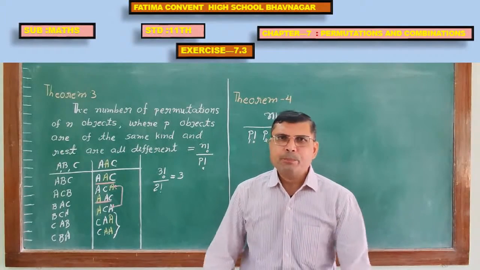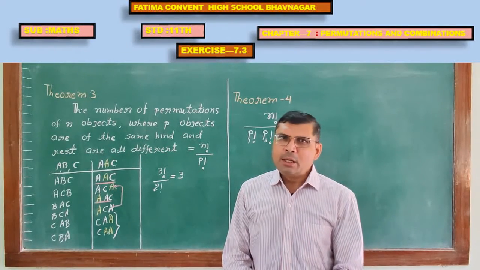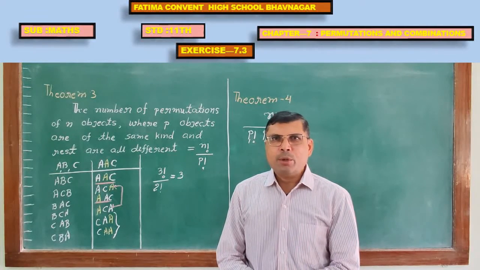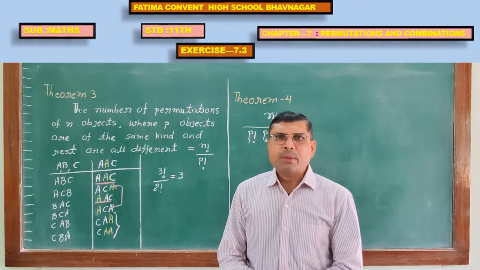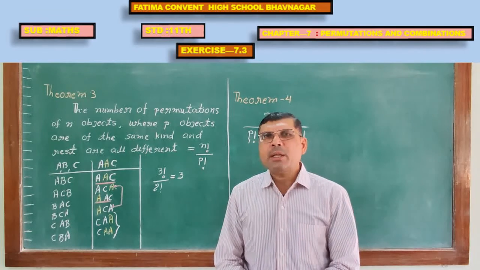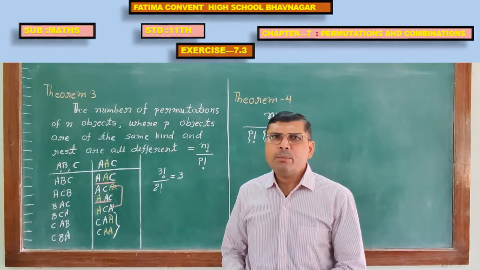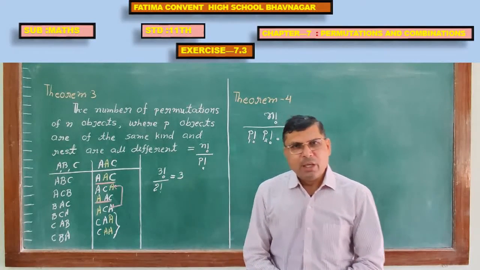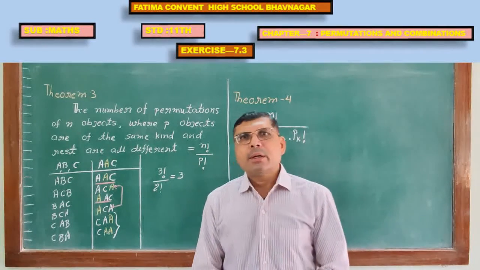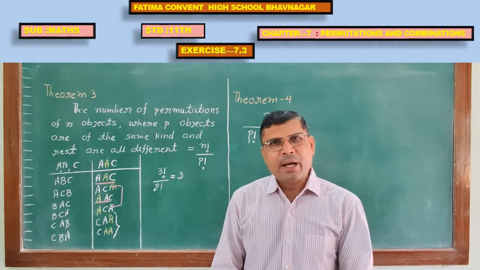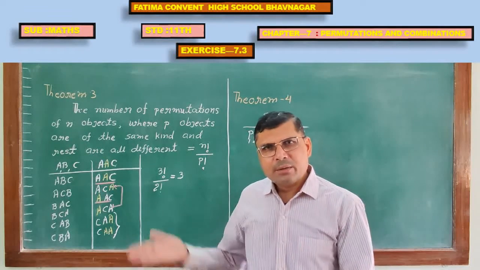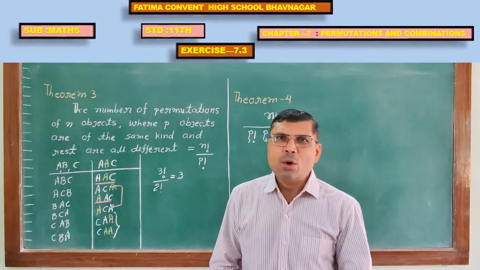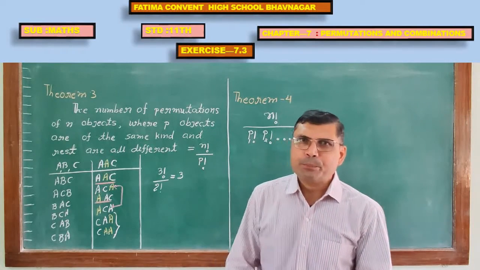Permutation and combination. Till now I was discussing permutation and combination, but there the objects were not repeating. Now theorem 3 will give you a freedom if the objects are of the same kind. That I will explain with the help of one example, so you will understand what we are discussing.